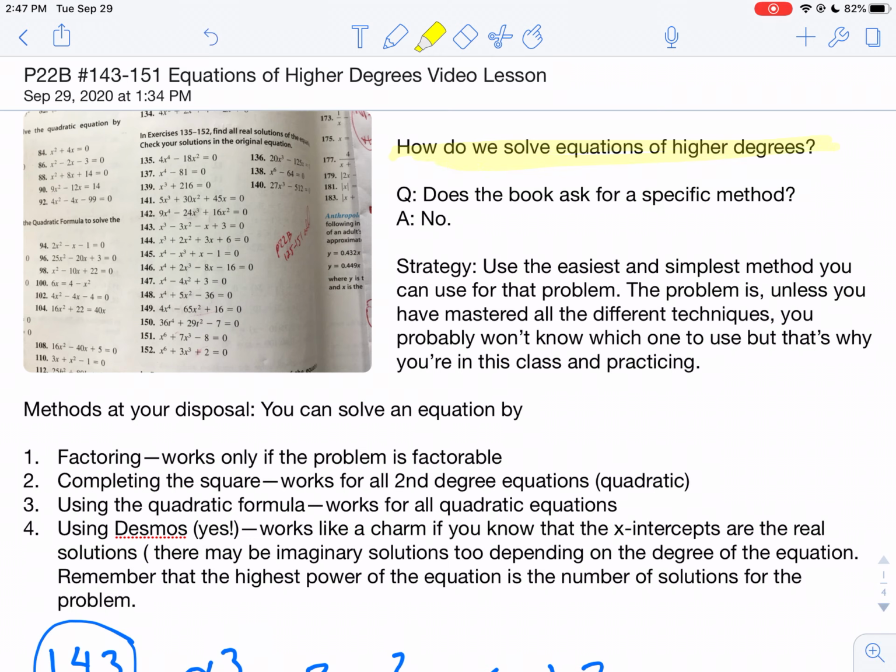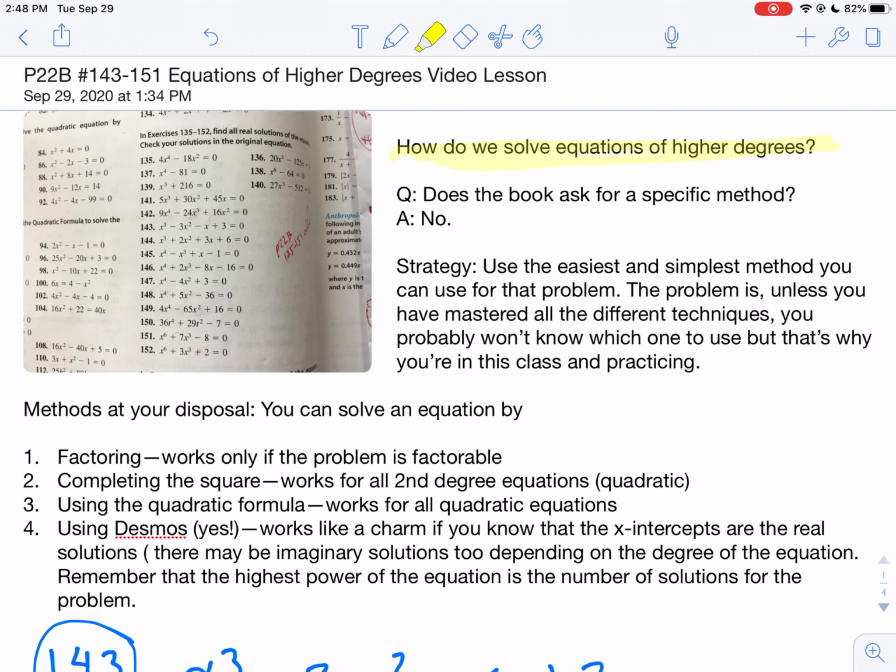Okay. So always read the directions, and when I read the directions, it says find all real solutions of the equation. Check your solutions in the original equation. So there are two things that you have to do. You have to find all the real solutions, and you have to check your answers. Okay, so make sure that you do that when you do your homework.